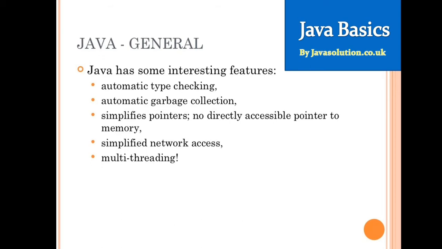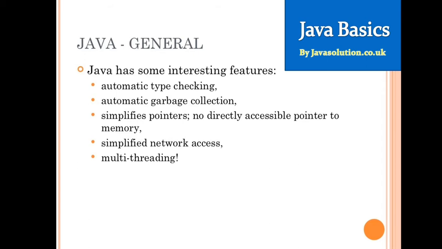It has simplified pointers, so no direct access pointers to the memory. We used to have direct access to pointers in C++, but in Java we don't have direct access to pointers. They're all internally managed by the JVM. We have simplified network access calls, and we have multi-threading, which is very easy. We can use multiple threads for multi-threaded tasking.